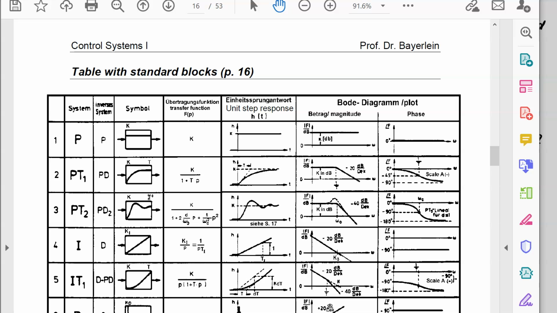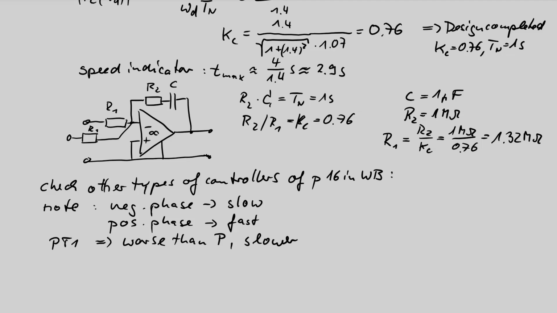Next block in the list is a PT2, same for PT2. So we can say PT1, PT2: it is senseless to use these as a controller.